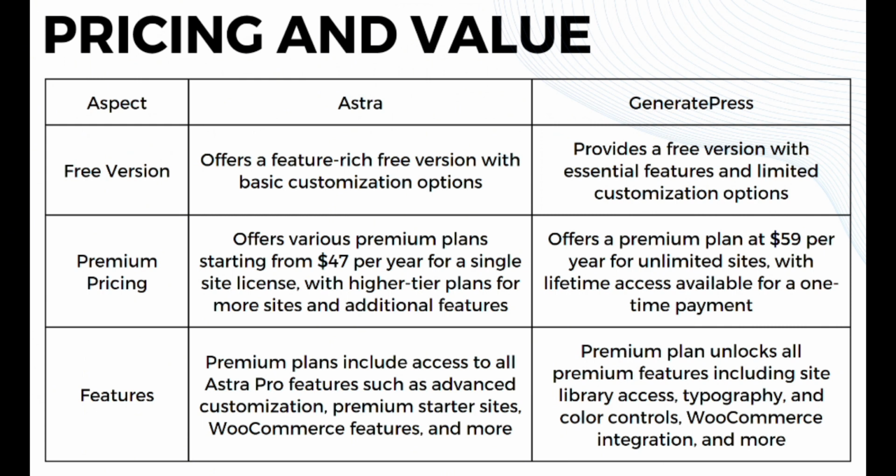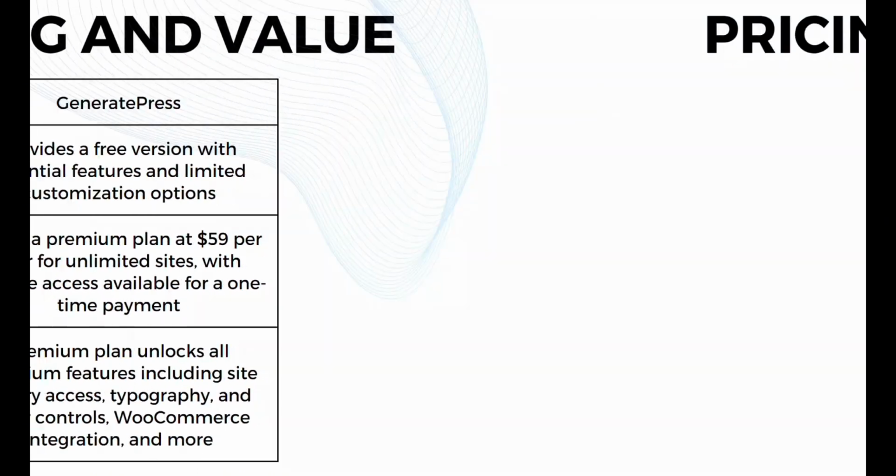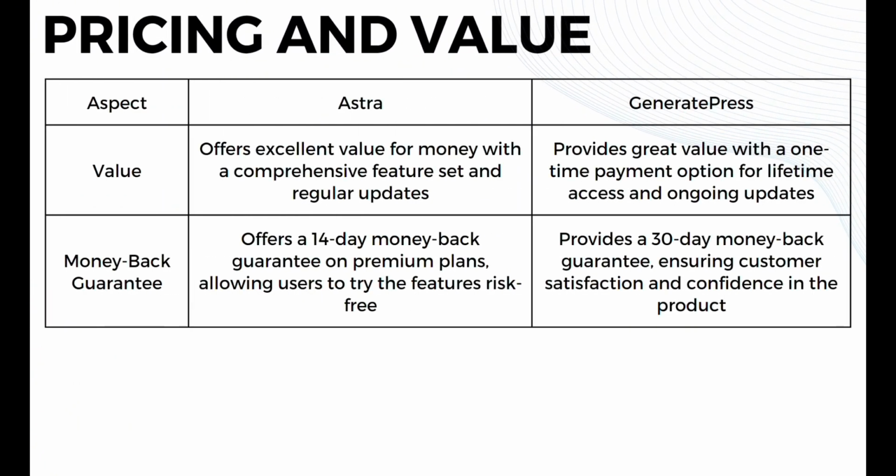And in terms of features, Astra's premium plans include access to all Astra Pro features such as advanced customization, premium starter sites, WooCommerce features, and many more, while GeneratePress's premium plan unlocks all premium features including site library access, typography and color controls, WooCommerce integration, and many more. And aside from that, in terms of value, Astra offers excellent value for money with a comprehensive feature set and regular updates, while GeneratePress provides great value with a one-time payment option for lifetime access and ongoing updates.